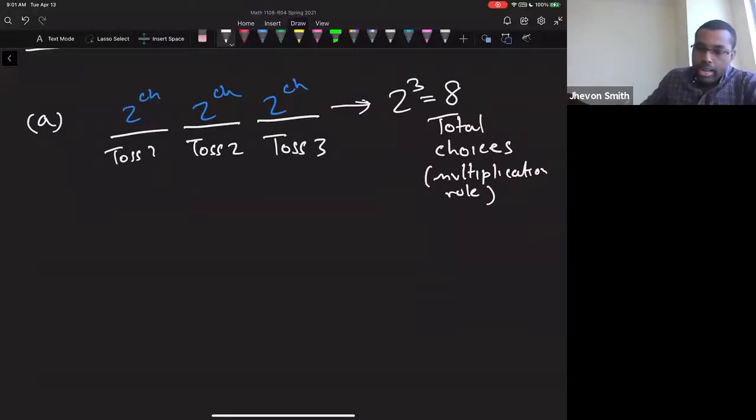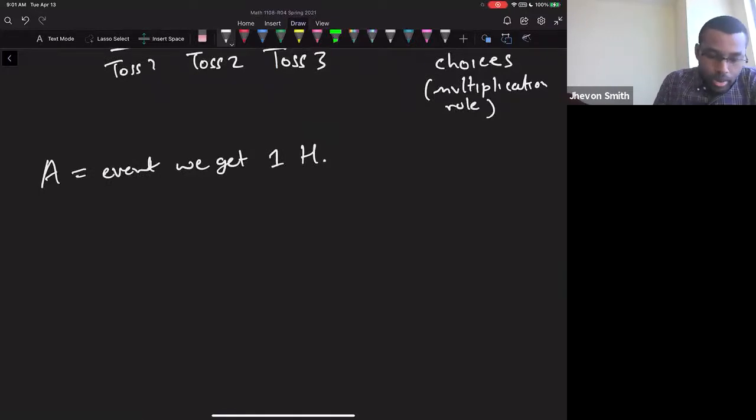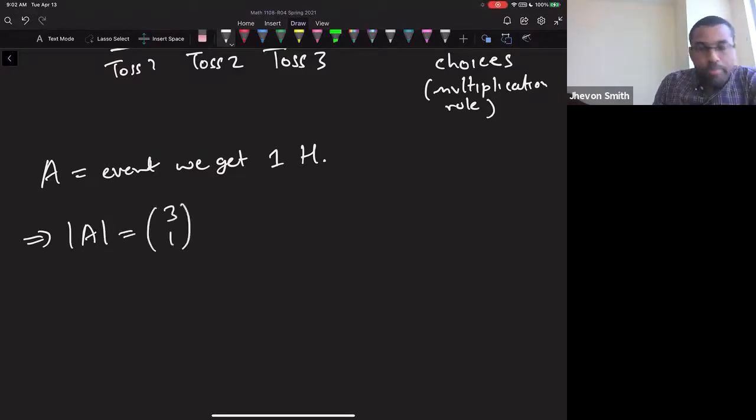So we have that. And now basically you say to yourself, well, how many ways can I get one head? So now let A equal the event we get 1H. Now we want to know how many ways that can happen. Then the size of A, you should realize that it's 3 choose 1. Why is it 3 choose 1?